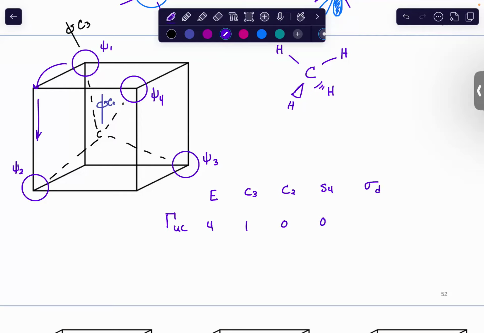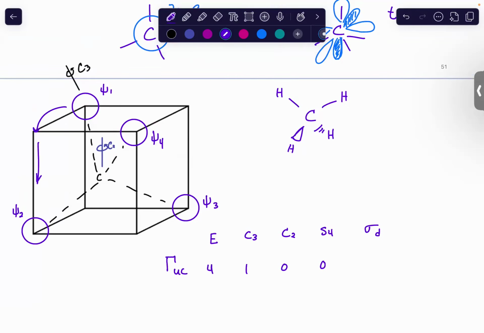And sigma D's. Here's a way we can think of a sigma D. This is another reason I like the cube. If I went like this, on the corner like that, this plane is a sigma D. How many stay unchanged? 2. So that's how the sigma D's work.